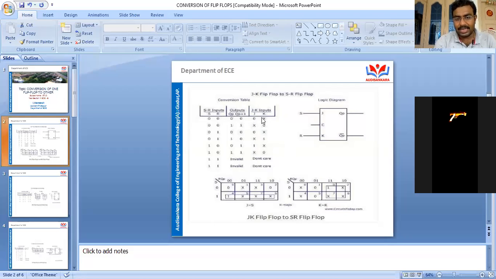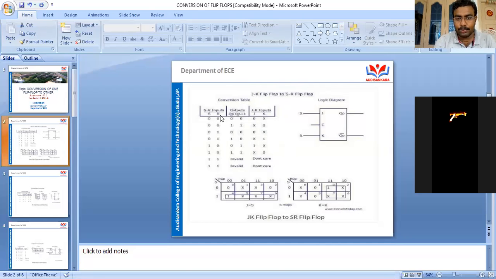Look here. Once again, I'm explaining how to fill this table. Since they are asking us to convert a JK flip-flop into an SR flip-flop, we need to take the truth table of the SR flip-flop. We already know how to write the truth table, guys.